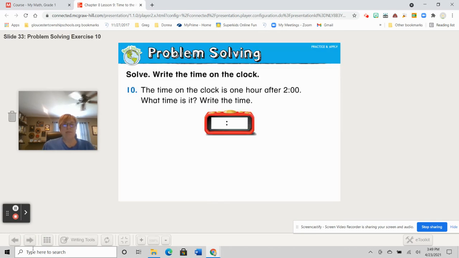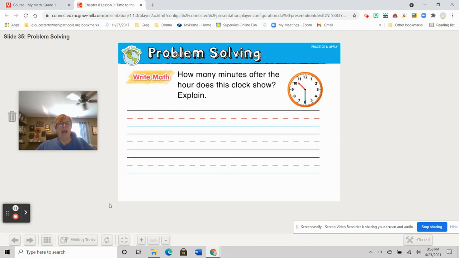Okay, number 10. The time on the clock is 1 hour after 2 o'clock. 1 hour after. What time is it? Pause and write the time. Okay, the time is 3 o'clock. Good job.